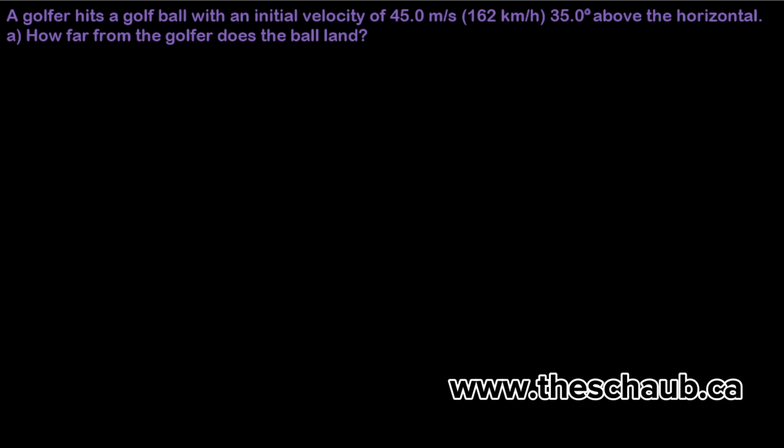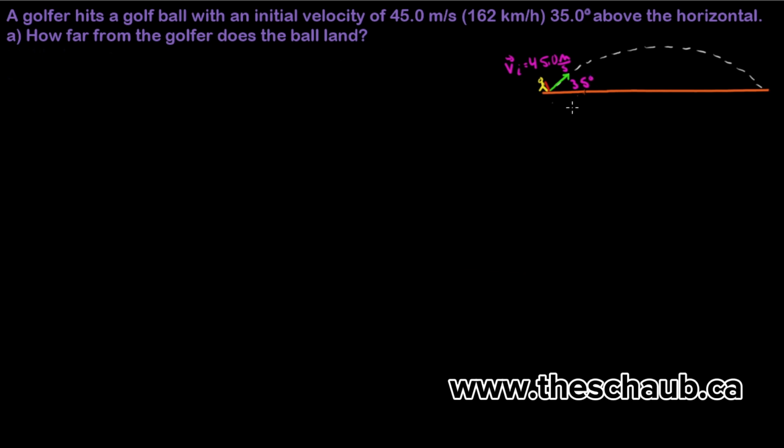velocity. Before we start part A, we'll make a diagram on the right and list our variables. So the golfer hits the ball with an initial velocity of 45 meters per second at 35 degrees above the horizontal. So let's add this to the diagram. Our Vi is equal to 45 meters per second, and our angle here is equal to 35 degrees.